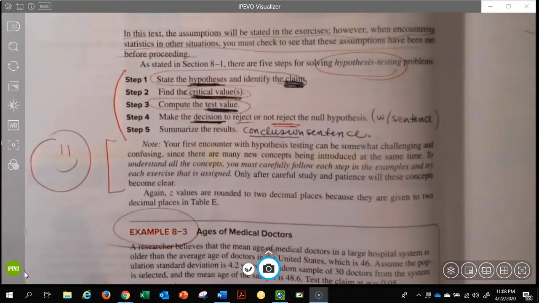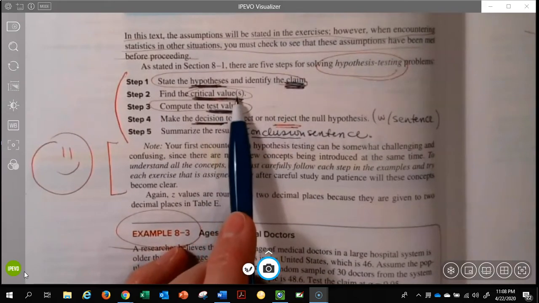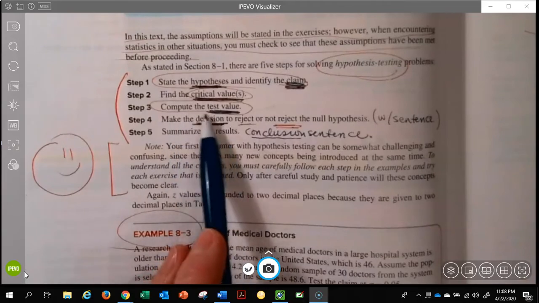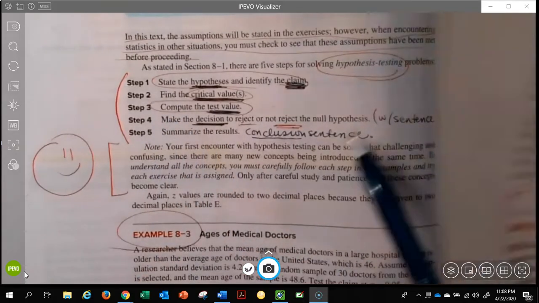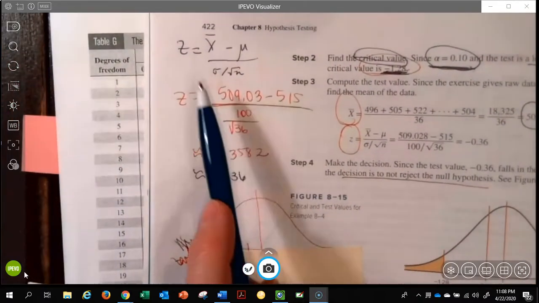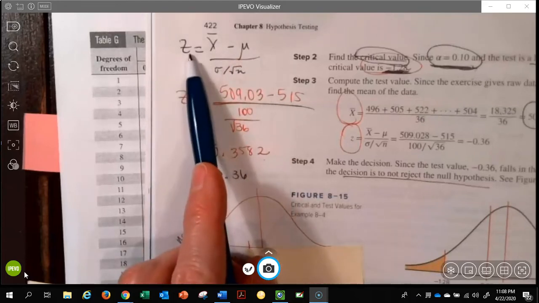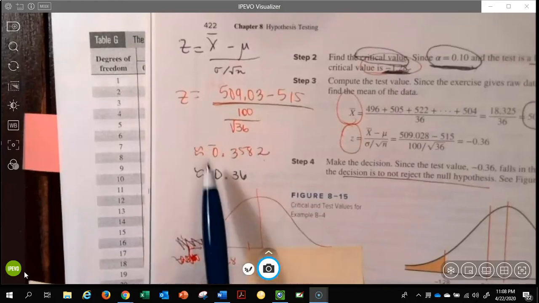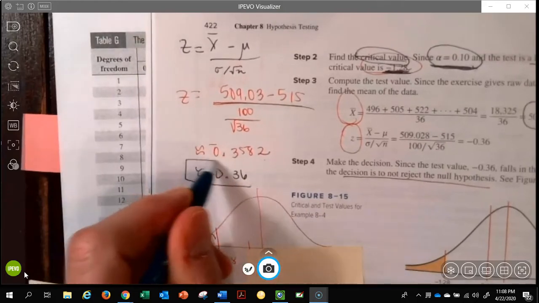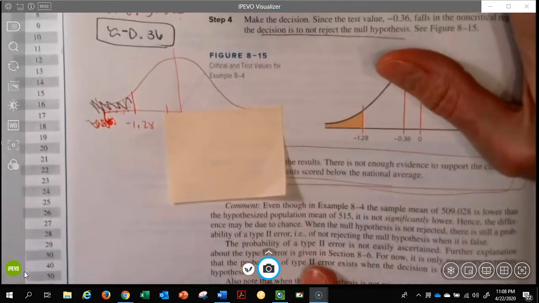What I mentioned earlier is that on the test, you'll have to state the hypotheses and the claim. You'll have to state the critical value or values if it's two-tailed. And then you've got to compute the test value. We've already computed it. The test value is all of our data, and when we do all of our data, it pops out as a z-score of negative 0.36. I'm going to put that on my graph.